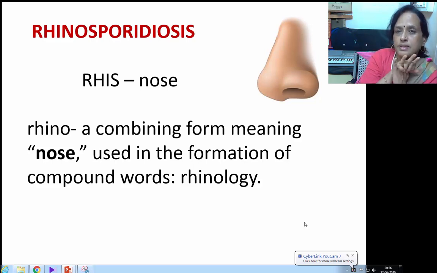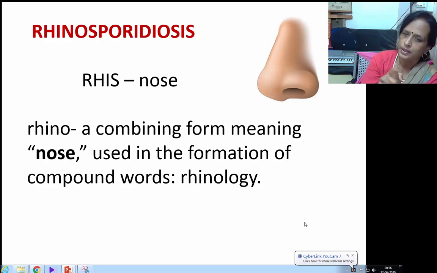In today's class, I'm going to discuss one of the diseases that affects the nose. It not only affects the nose, but predominantly, I should say, affects the nose. Look at the terminology. This is called Rhinosporidiosis. I think the word gives you a lot of information.